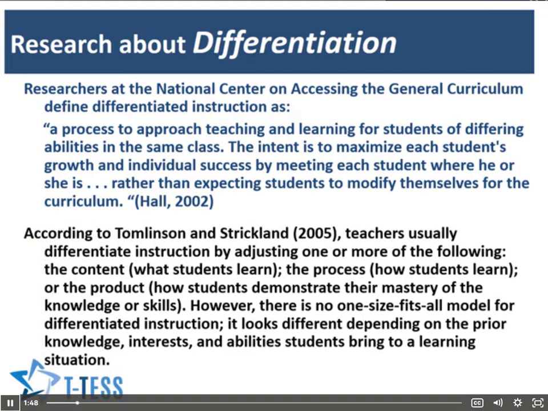Also, according to Tomlinson and Strickland, teachers usually differentiate instruction by adjusting one or more of the following: the content, meaning what students learn; the process, how students learn; or the product, how students demonstrate their mastery of knowledge or skills. However, there is no one-size-fits-all model for differentiating instruction. It looks different depending on the prior knowledge, interests, and abilities students bring to a learning situation.